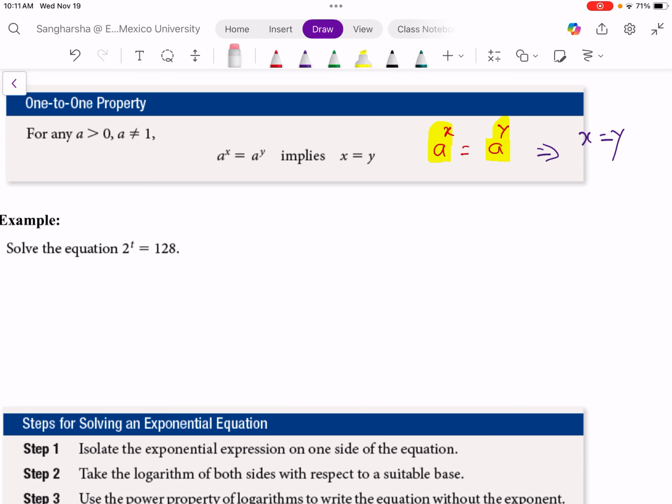So on the left side, what is our base? Base is 2. On the right side, what is our base? 128. Now, is there any way to rewrite 128 with a base of 2? Can we do that? We have 2 as a base here, and we have 128 on the right side. Now, we have to rewrite 128 as 2 to the power what? Is there any way we could rewrite 128 as 2 to some power?